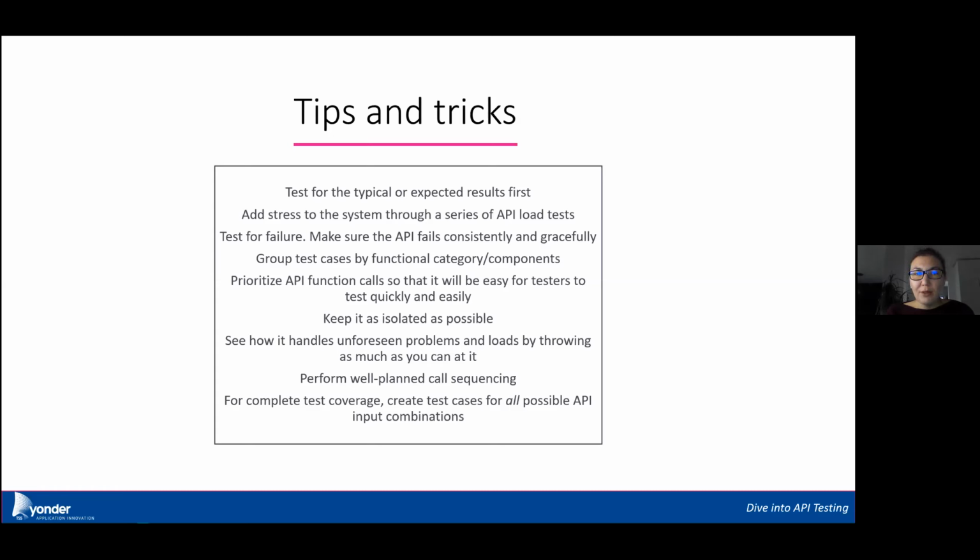Prioritize your API function calls. It's most important also for the developers and also when working with the PO or the tech lead of the team. Try to prioritize and try to start with the API functions as soon as the API is up and running. That's very important. Keep the tests as isolated as possible.